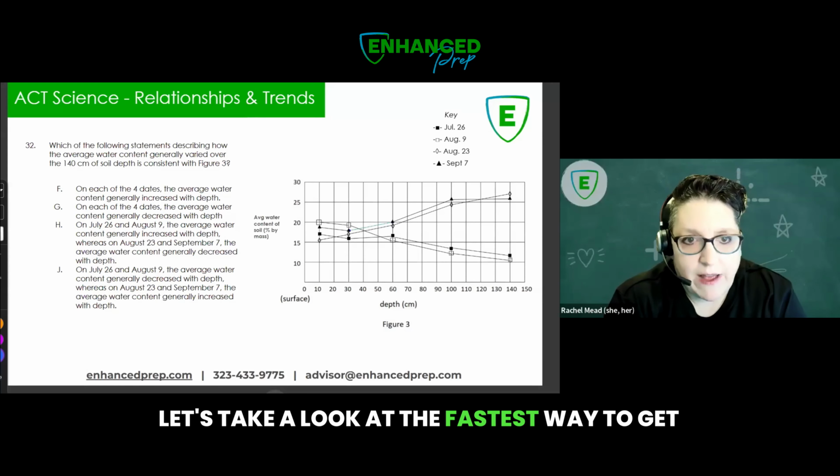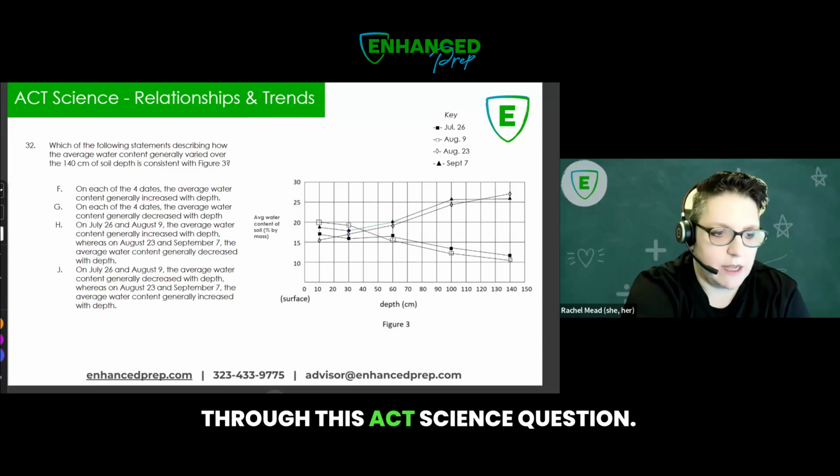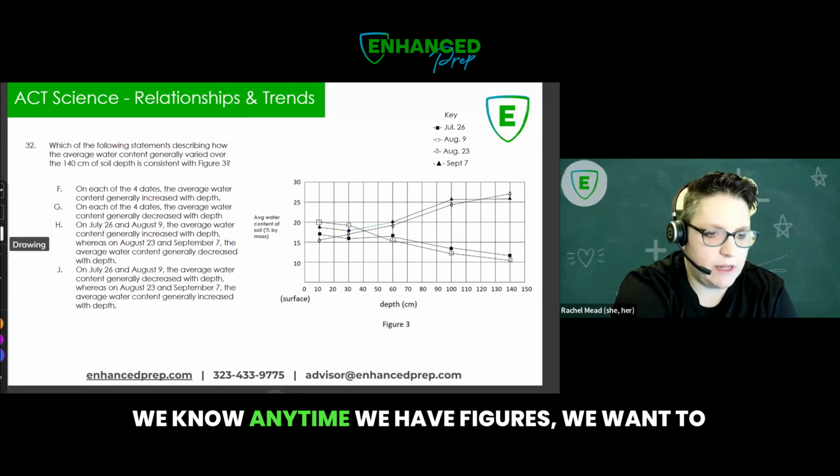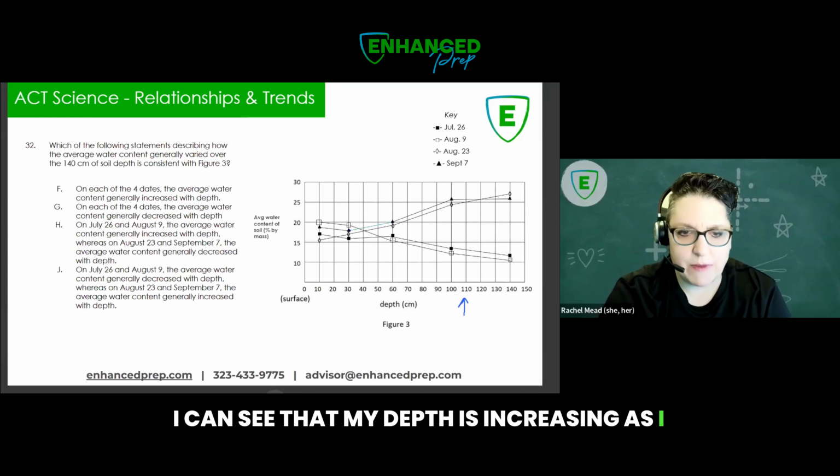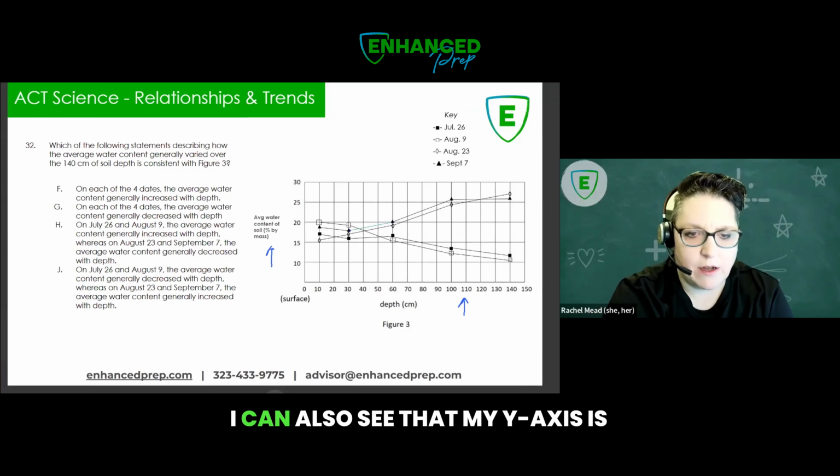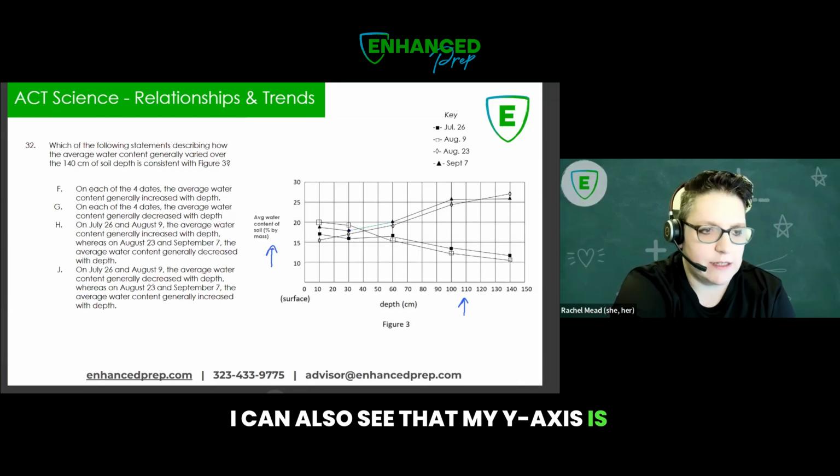Let's take a look at the fastest way to get through this ACT science question. We know anytime we have figures, we want to take a quick moment and analyze those figures. I can see that my depth is increasing as I move through my axis. I can also see that my y-axis is increasing.